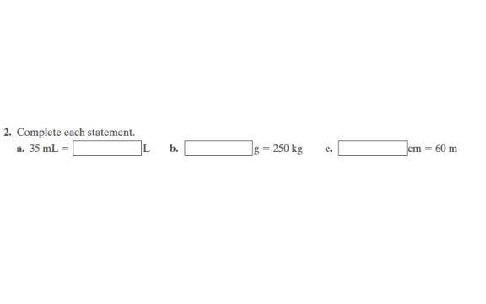For number 2A, on the quick check, we're going to complete each statement. We have 35 milliliters and we're converting it into liters. We know there are 1,000 milliliters in 1 liter. So we're going to take 35 and divide by 1,000. When we do that, we get 0.035. So 35 milliliters equals 0.035 liters.